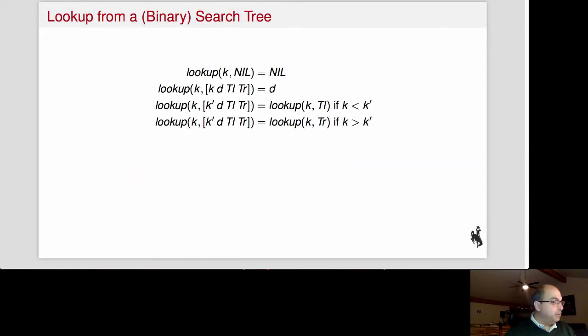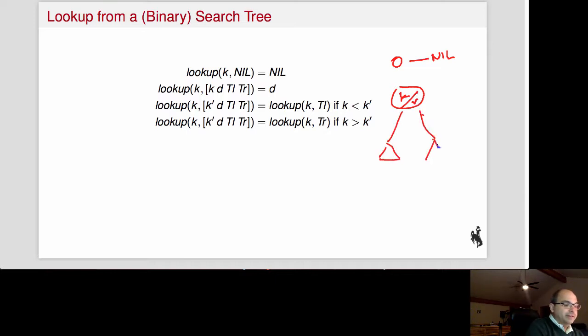So here's how we might do a lookup. If I'm looking in an empty tree, then the answer, of course, is just nil. Now let's say that I'm looking for K, and the root has K and then some value, and then we have a left and a right. Since I'm looking for K, I'll just take that value and return it. I found it. It was at the root.